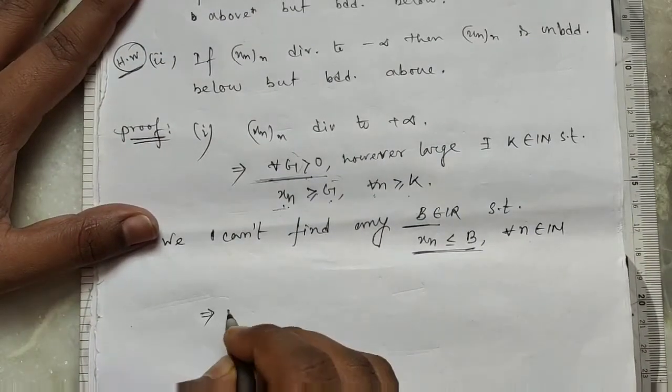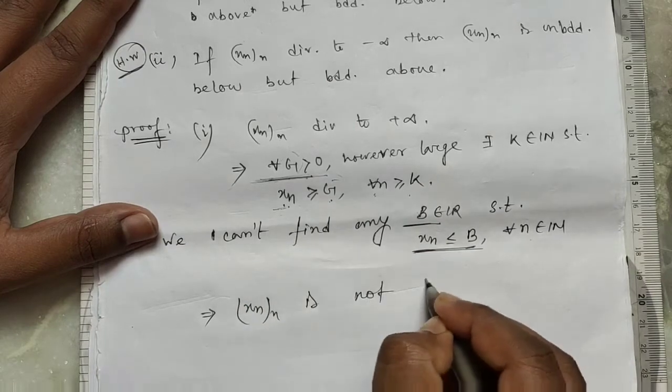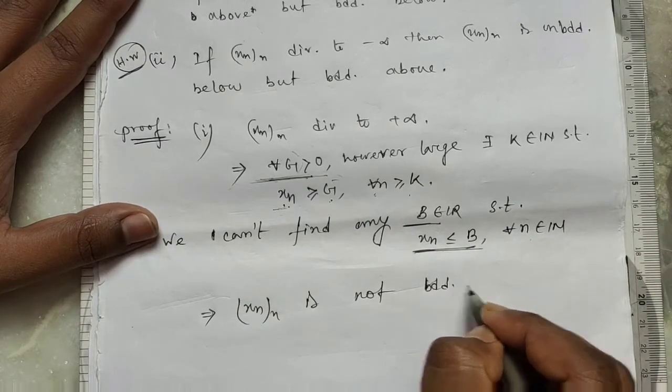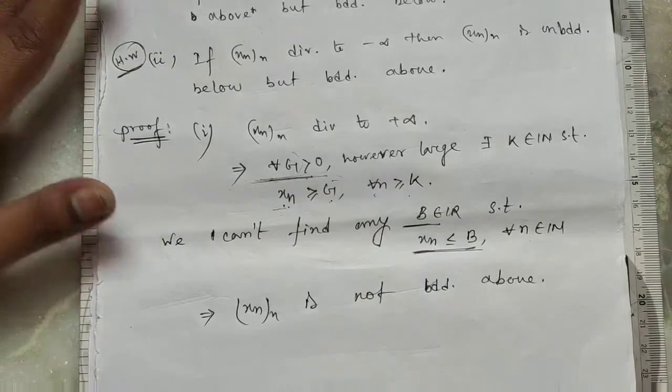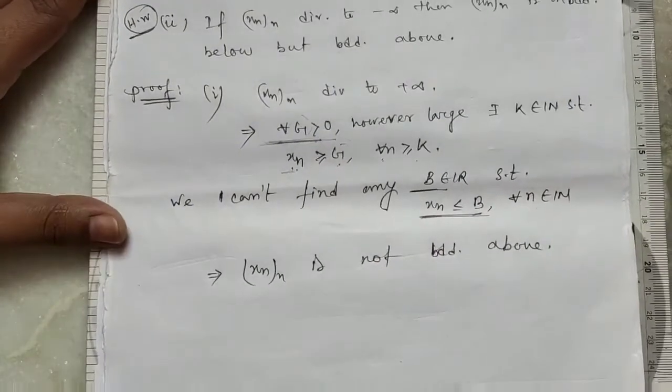So this implies this sequence is not bounded above. In previous classes we discussed the definition of a bounded above sequence, when a sequence is called bounded above.